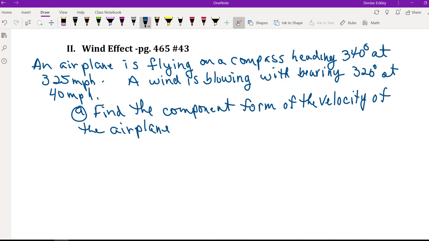So part A is going to be just like we did before. When you say a compass heading, it's like saying the bearing. So again, here's our due north, here's our x-axis, and so we are on a compass or bearing heading of 340 degrees. So that means the plane is actually going here along this way. So we have a 20-degree angle here.